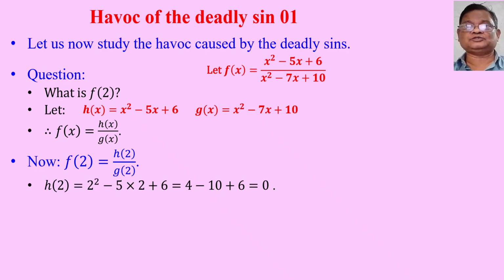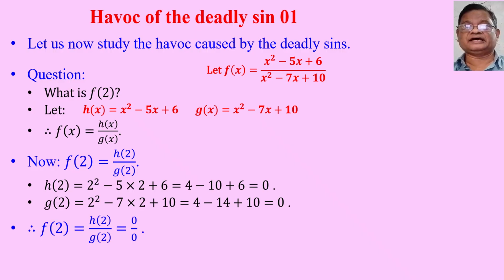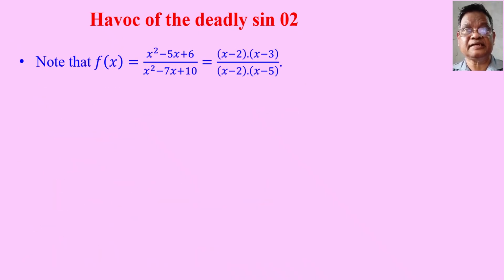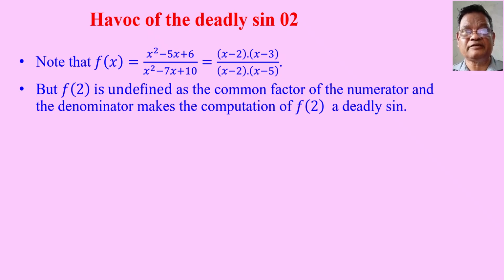As seen, h(2) is calculated to be 0 and g(2) is calculated to be 0. Therefore, f(2) is equal to h(2) over g(2), which is 0 divided by 0. Therefore, f(2) cannot be computed and hence is undefined. Note that f(x) equals (x minus 2)(x minus 3) in the numerator and (x minus 2)(x minus 5) in the denominator. But f(2) is undefined, as the common factor of the numerator and denominator makes the computation of f(2) a deadly sin.